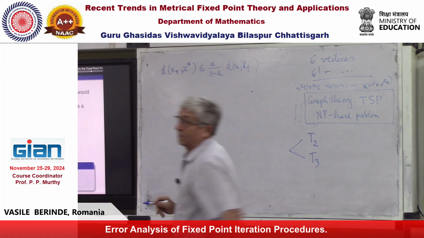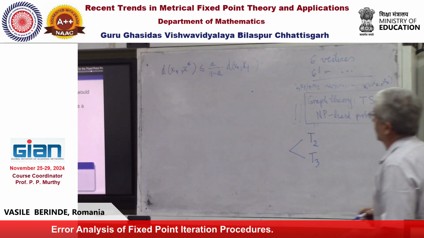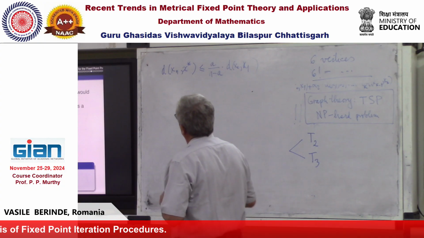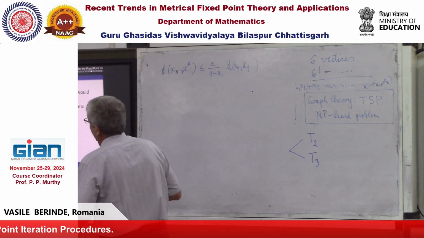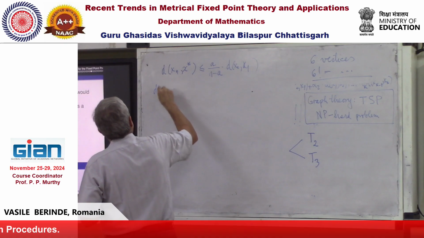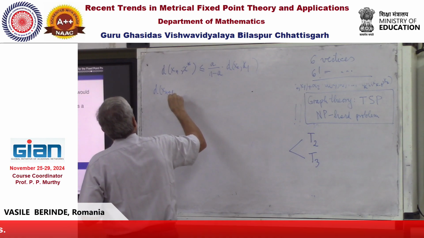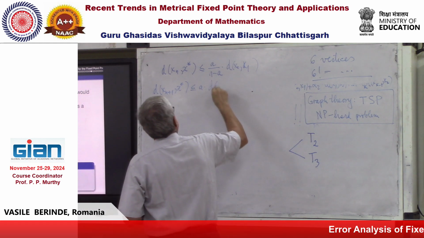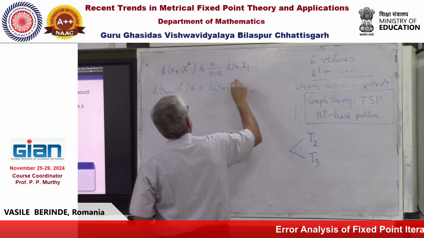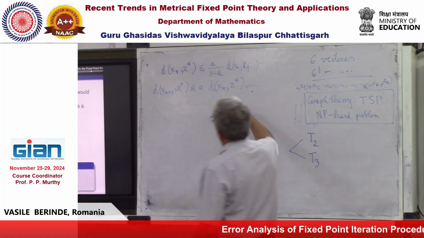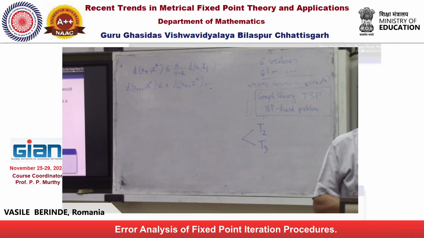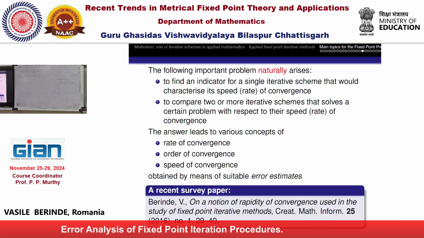We have the information for this, how we can stop this. And the second one, this formula, if you remember, is about the rate of convergence. So error estimate, rate of convergence depends on how we can obtain it.